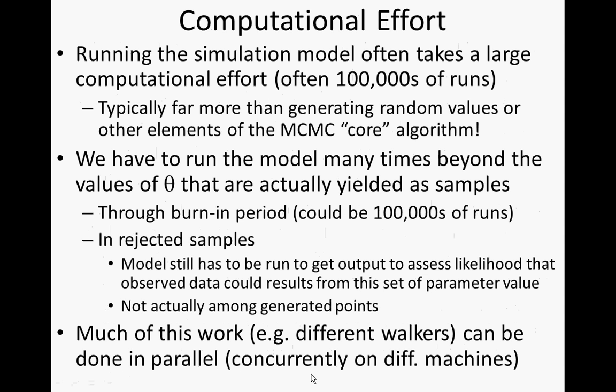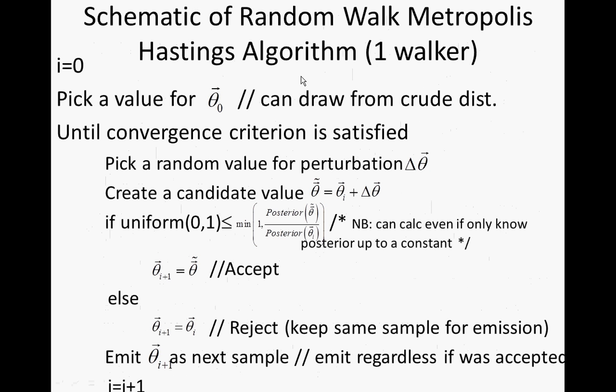To do this, we're going to be running the simulation model regardless of whether we accept or reject a candidate sample. We're going to be running it. We have to run it to arrive at an estimate that's relative posterior, this knowledge of the posterior up to a constant that we arrive at through this product here.